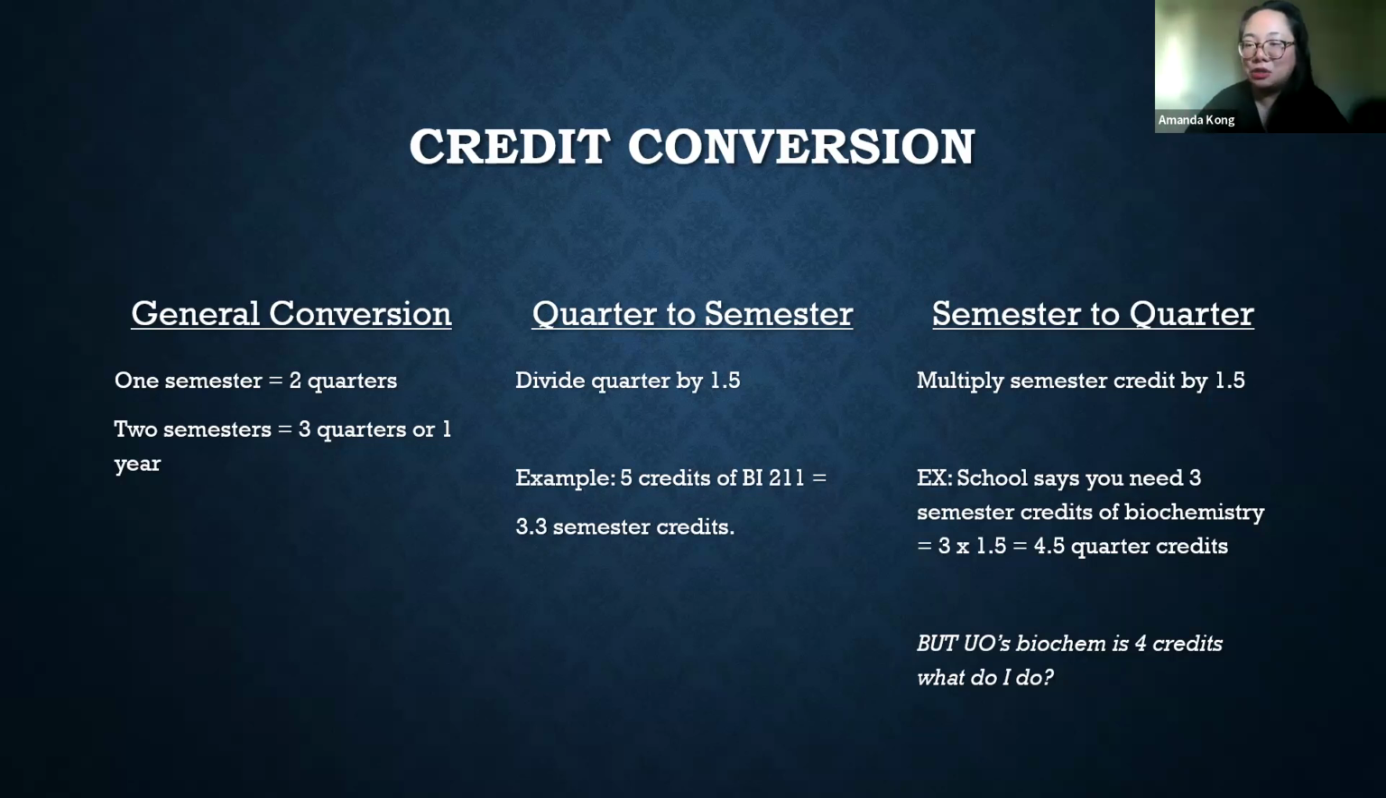Now, if you run into the situation, right, you need 4.5 quarter credits of something, what do you do? Because generally the classes here at UO are 4 credits, right?